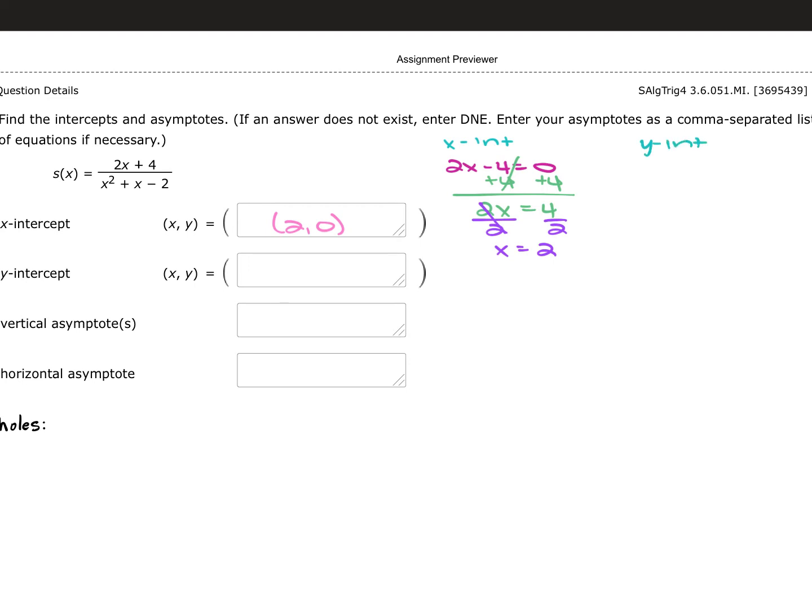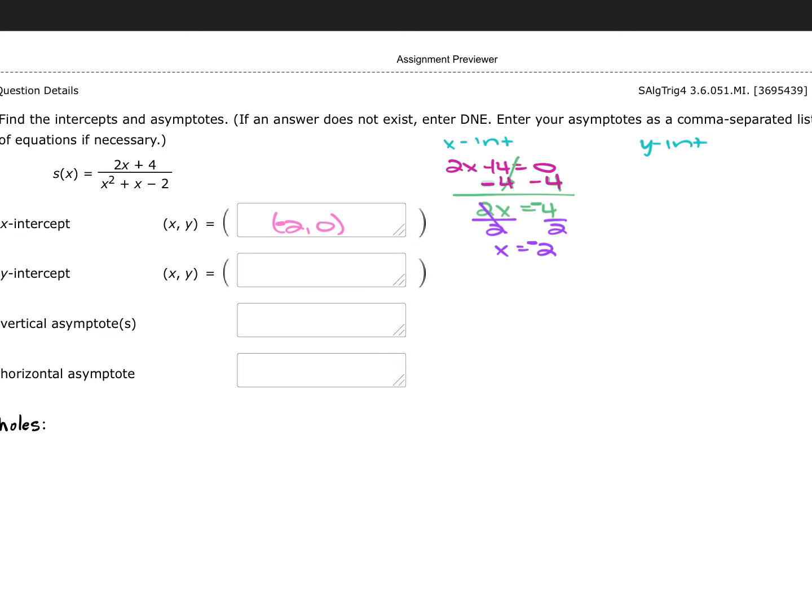So if this was a positive, not a negative, you would subtract the 4 over instead of add it. So then you would have 2x is equal to negative 4. Divide each side by the 2, and that's negative 2. So your ordered pair for your x-intercept is just (negative 2, 0).